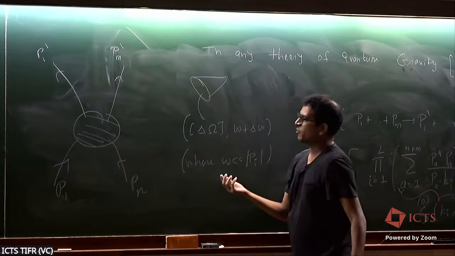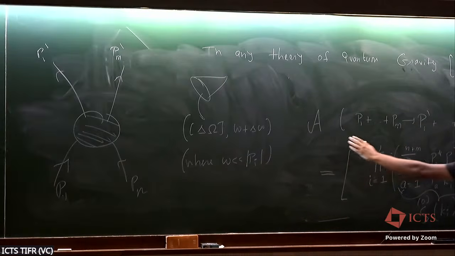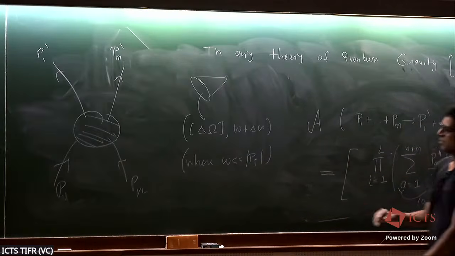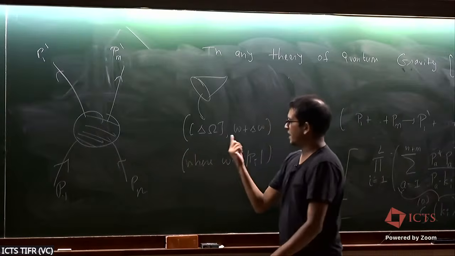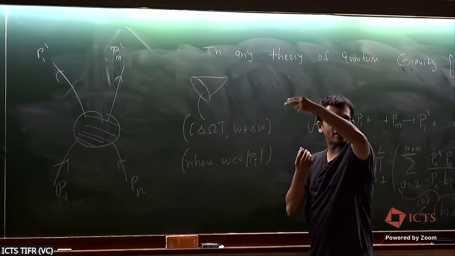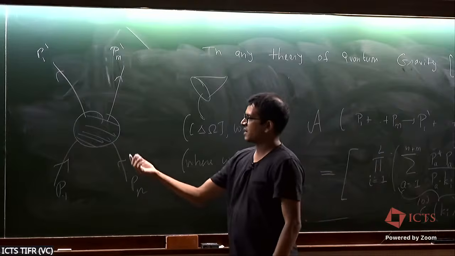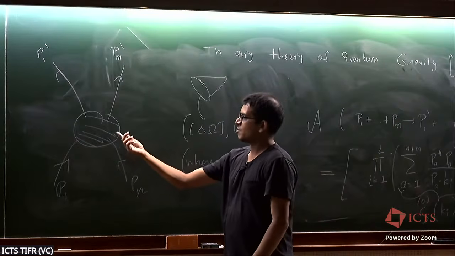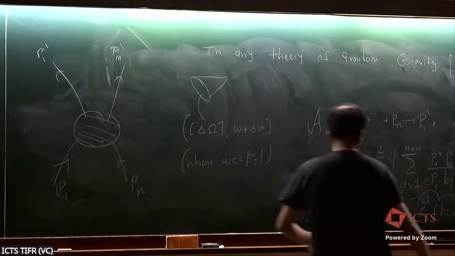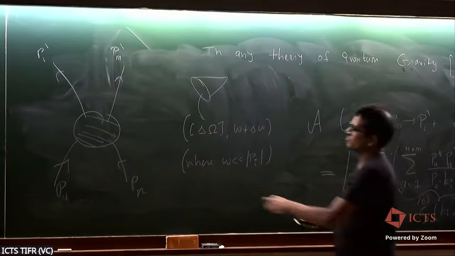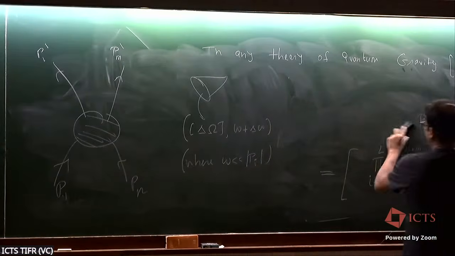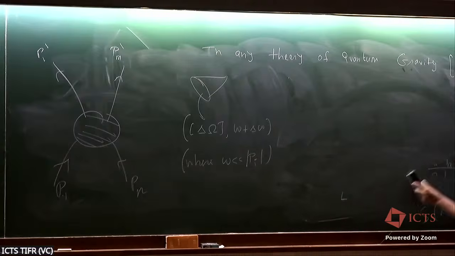Now you ask the following question. We know this result. We can ask the question: if you take a detector which is only detecting very soft radiation, what is the probability that you get n gravitons? So let me write it in textual form first.